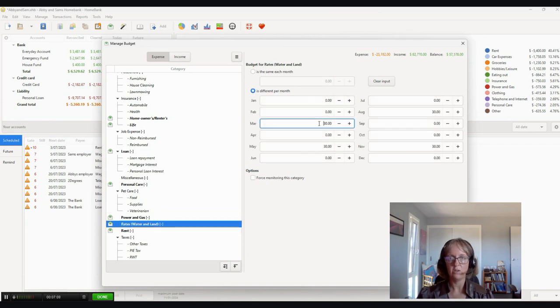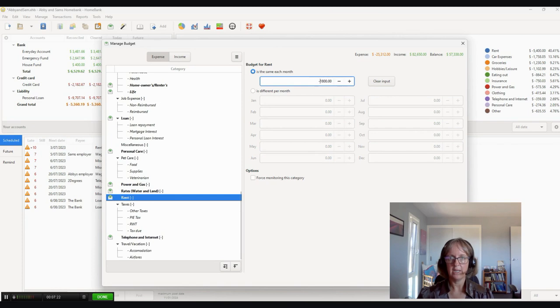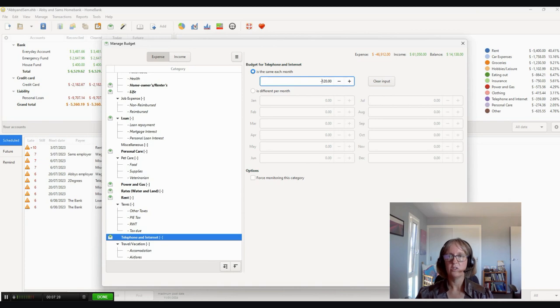Rates only go out, they've only got water rates, so they don't own their own home yet. But that tends to go out only 4 times a year. So we'll put in $30 every few months. Rent is $1,800 a month, and telephone is $120 a month. So that is their budget done.